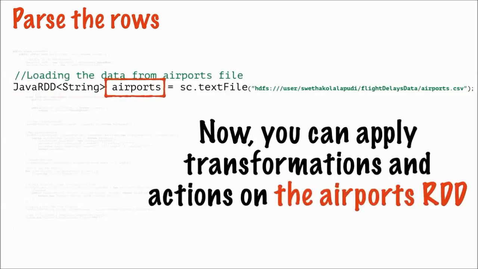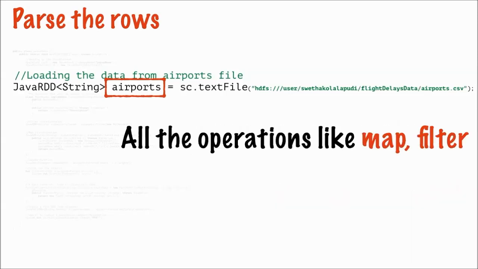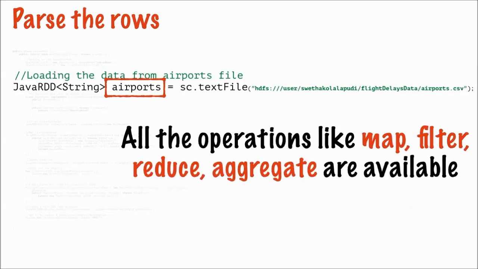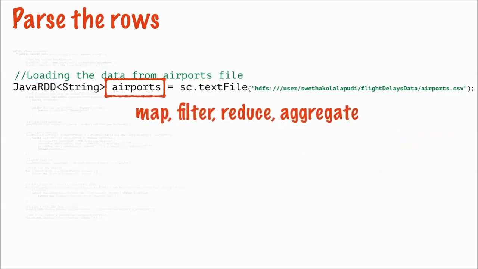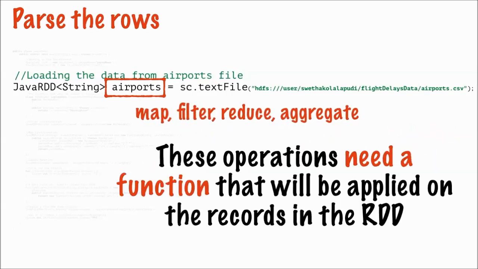The airports RDD is now available to you in the airports variable. You can simply apply all the transformations and actions that you're familiar with on this RDD. Whether you want to map, filter, reduce, aggregate, or any of the other transformations and actions that you can think of, all of them are available exactly like in the PySpark shell or your Python scripts.